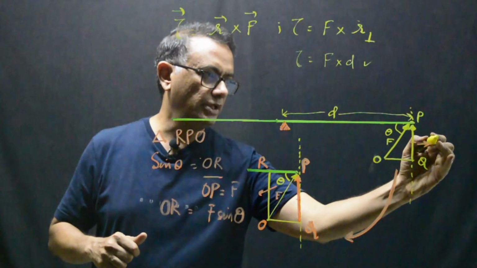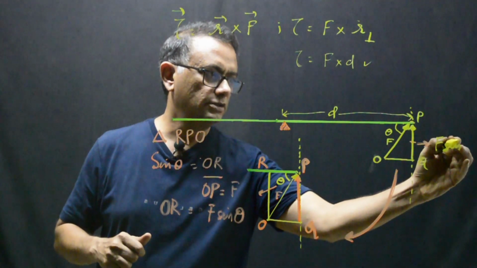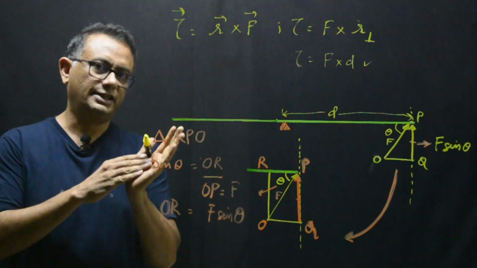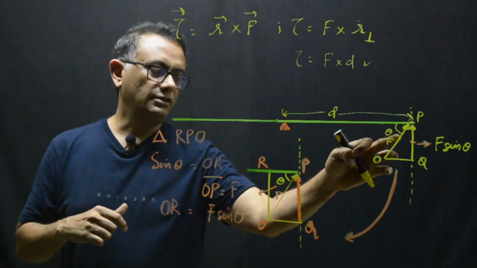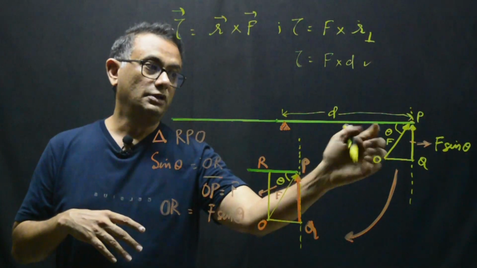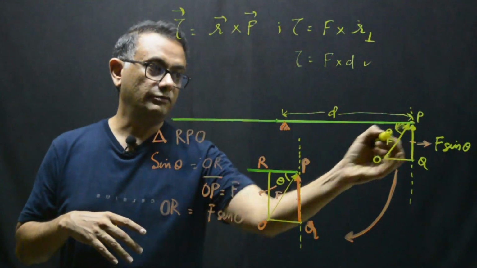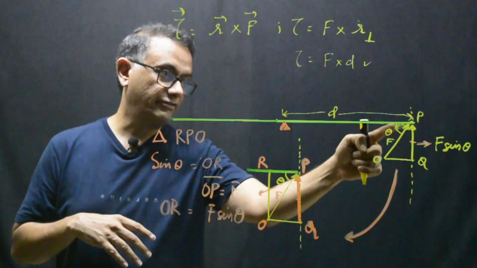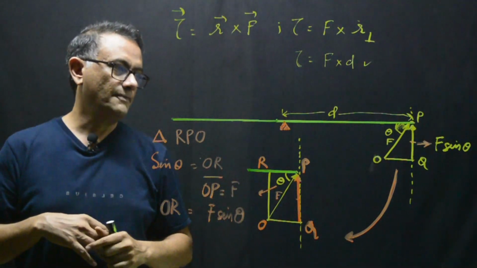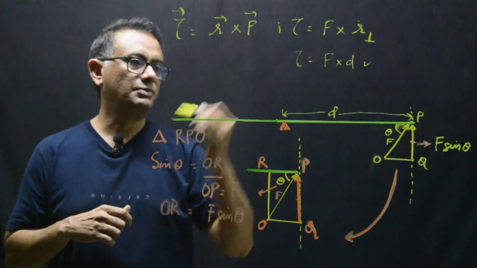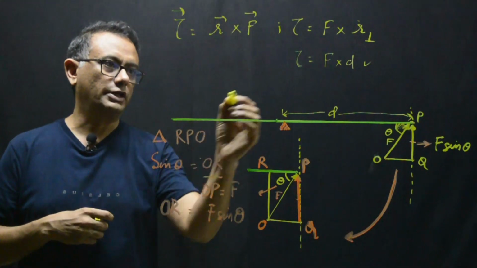This PQ is going to be F into sine theta. So whenever we see a force acting at a direction, and the theta between the beam and the force is given, we have to be careful about what this angle's specification is. If it is in this direction, we simply take F sine theta, and F sine theta multiplied by D is going to be torque.